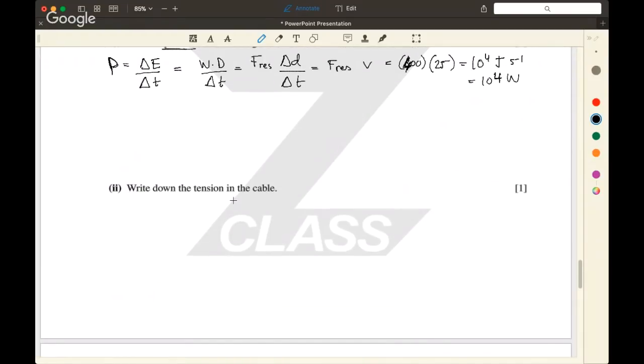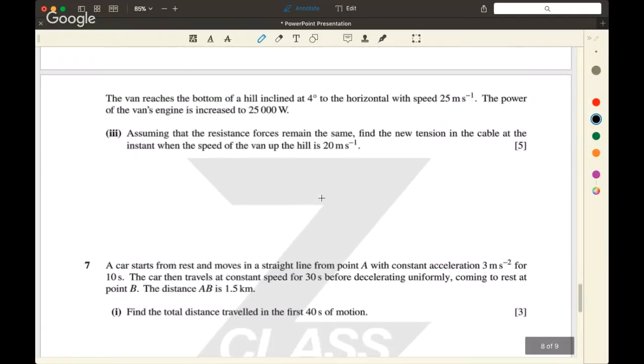Okay, now they want you to find the tension in the cable. So let's think about the trailer, for example. Now it's got some force of friction acting on it, and it's being pulled forward by the tension. Well, what's the force of friction? It's 100 newtons, and it's not accelerating in or out, so therefore the tension must be equal to 100 newtons.